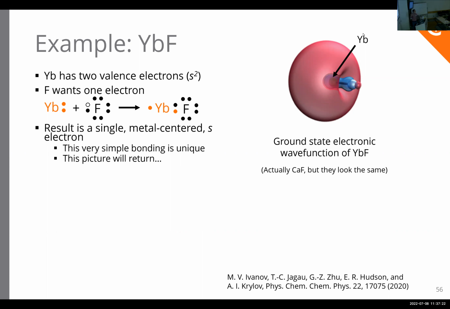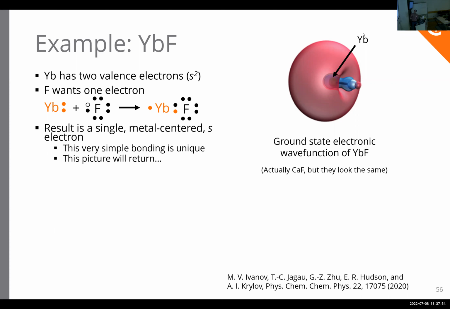Fluorine wants 1 electron to fill a shell. So if you make a simple Lewis dot structure, you'd say one of these electrons bonds to the fluorine, and 1 stays around the ytterbium. And it turns out that's true. Usually this type of corny picture doesn't work very well, but because these molecules have very unique bonding properties, this really simple picture is actually very accurate. It's more complicated than that, but it's not that much more complicated.